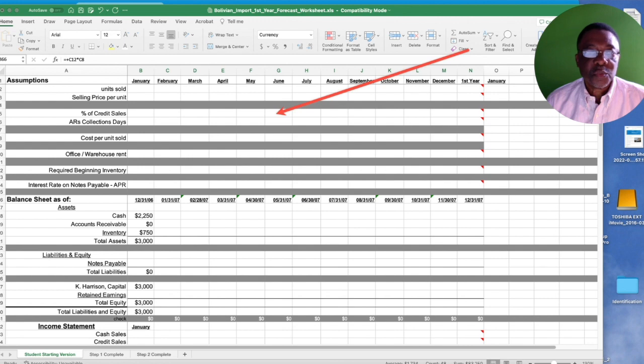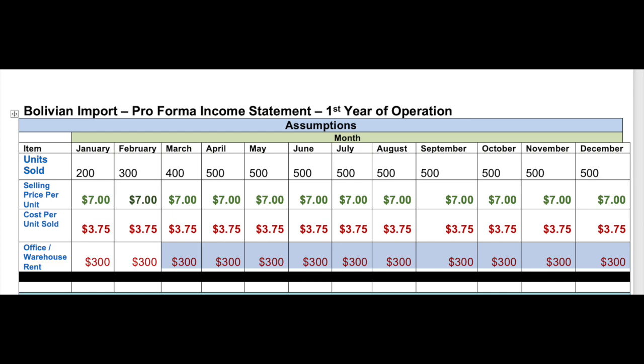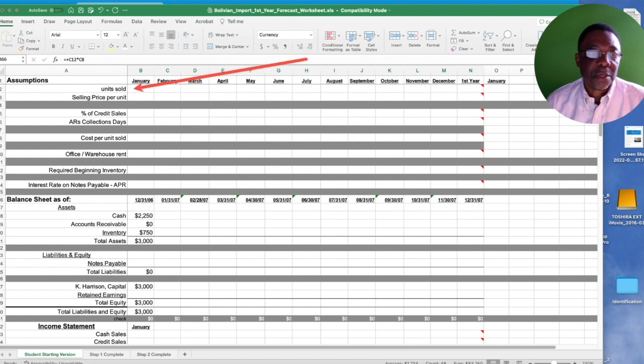We want to be able to use this worksheet to create an integrated forecast. To do that, first thing we need to do is add all of these assumptions here. Now you'll remember that we did a worksheet, the Bolivian Imports First Year Forecast Worksheet, where we captured all this information by units sold, the selling price, cost per unit, the office/warehouse rent.